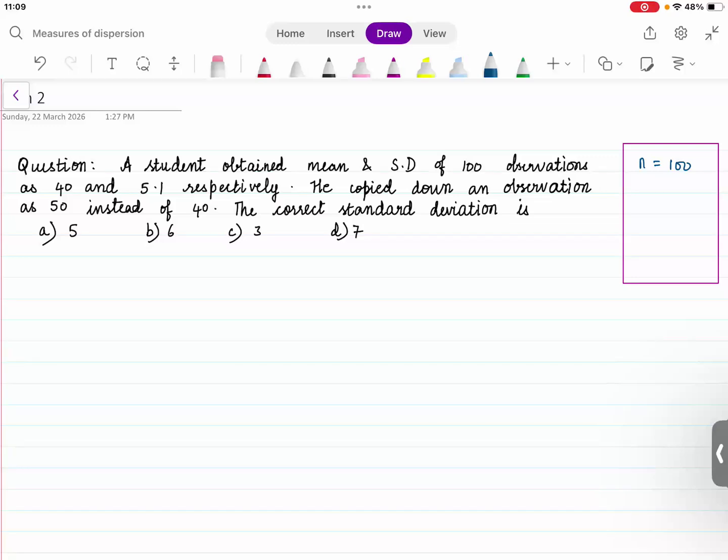And what is the mean that the student calculated? X bar has been calculated by the student as 40. And what is the standard deviation that has been calculated by the student? It is 5.1. He copied it as 50 instead of 40. So 50 is the wrong observation. And what should have been the correct observation? It should have been a 40.